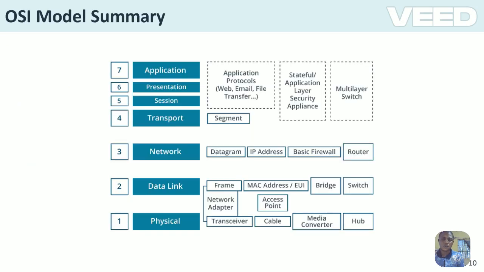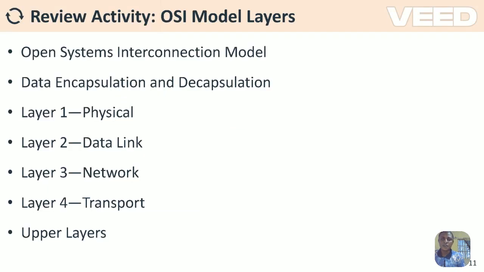So these are the summary of what we have been able to treat in this lesson: application layer, presentation layer, session layer, transport layer, network layer, data link layer, and physical layer. At this point, these are the class review which I'm going to talk about at the end of the lesson. Thank you.